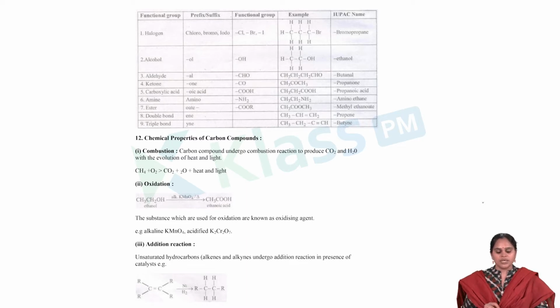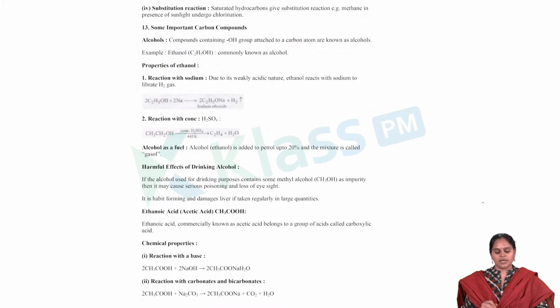And the substitution reaction. What is this substitution reaction? Saturated hydrocarbons, that is alkanes, give substitution reaction. An example for this is methane in the presence of sunlight undergoing the chlorination process. This is the best example for substitution reaction. If you see some other carbon compounds like alcohols, ethanol in regular terminology we used to call as alcohol. This reaction with sodium, what will it give you?